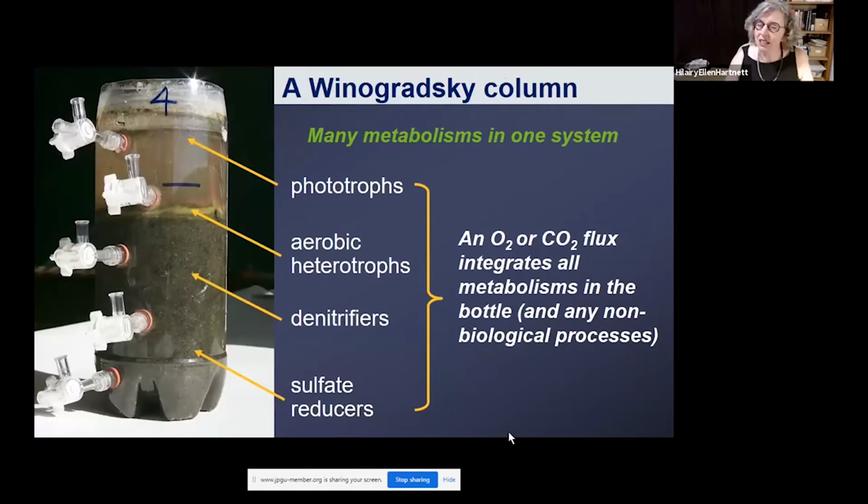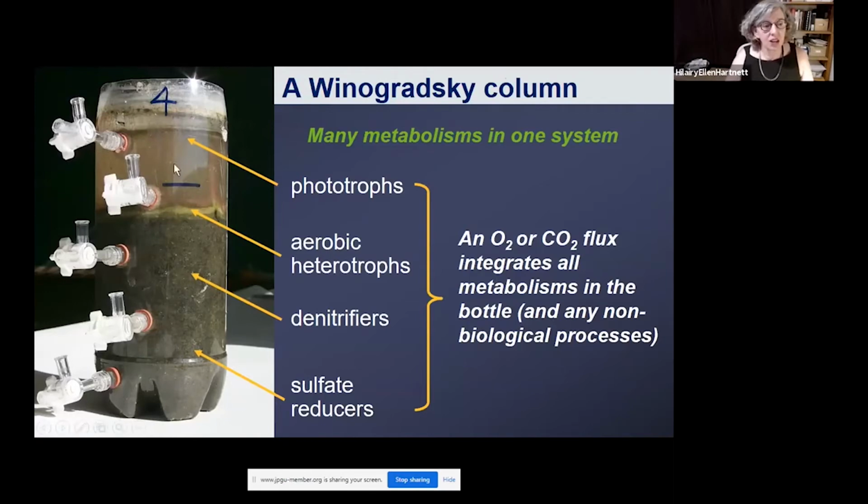Most of us can't think at a planetary scale very well. So I'm going to use this example of a Winogradsky column as a small scale version. If you imagine this had a top, you can have algae growing in the surface water, you can have bacteria in these sediments that use oxygen, further down you have bacteria that use nitrogen, and further down you have bacteria that use sulfur. So there are many metabolisms in this one system.